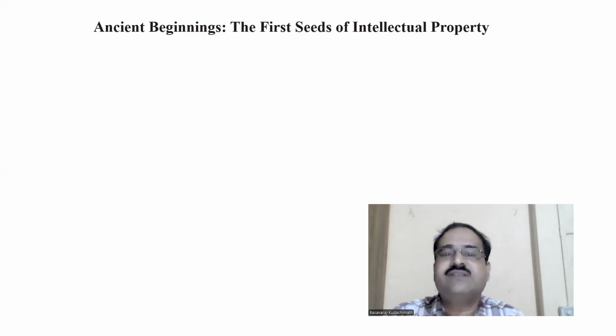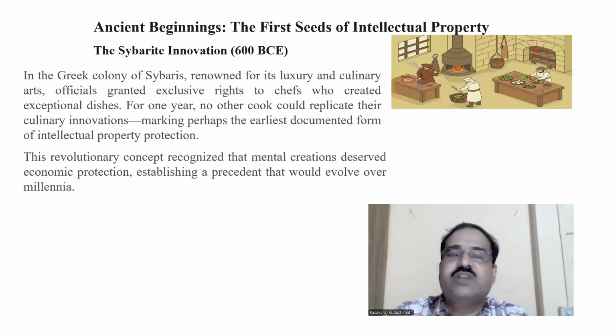Ancient beginnings, if you see, the first seeds of intellectual property have come out from the kitchen, with the Sybarite innovations in 600 BC, that is before the birth of the Christ, 600 years before the Christ birth. That is a very, very olden time, which traces around 2,500 years back. In the Greek colony of Sybaris, renowned for its luxury and culinary arts, officials granted exclusive rights to chefs who created exceptional dishes. For 1 year, no other cook could replicate their culinary innovations, making perhaps the earliest documented case of intellectual property protection.